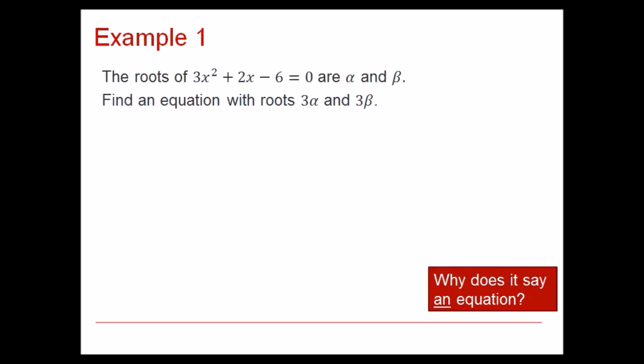Let's look at this example where we have an equation 3x squared plus 2x minus 6 equals 0 with roots alpha and beta. We need to find an equation with roots 3 alpha and 3 beta. Let's start by considering what we do know. If we have that a equals 3, b equals 2 and c equals minus 6, then we know that alpha plus beta equals minus b over a equals minus 2/3, and that alpha beta equals c over a, minus 6 over 3, equals minus 2.